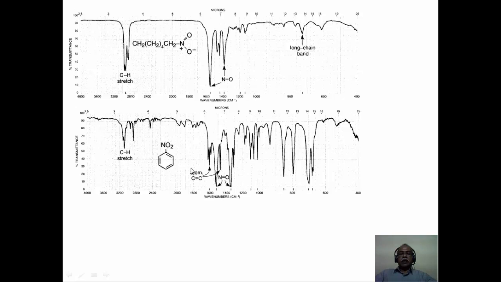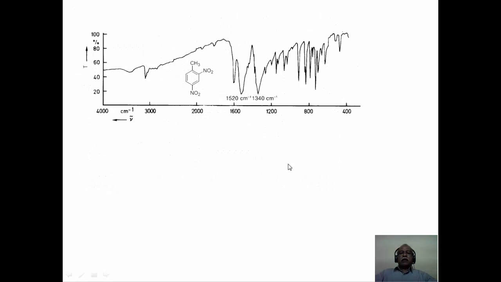In addition to that, because of the alpha beta unsaturated C double bond C, one can also see the C double bond C stretching of the aromatic system in this particular region. So this region now becomes fairly crowded because of the multiple stretching frequencies which are appearing here. This is as usual the mono-substituted out of plane bending mode of the aromatic system. This is 2,4-dinitrotoluene. 2,4-dinitrotoluene again has two bands because it is an alpha beta unsaturated system. It is 1520 and 1340 are the two bands corresponding to the nitro functional group in this particular molecule.